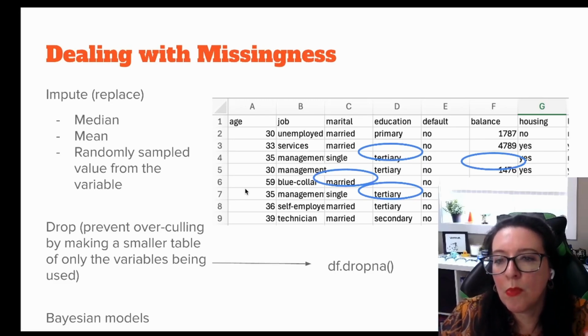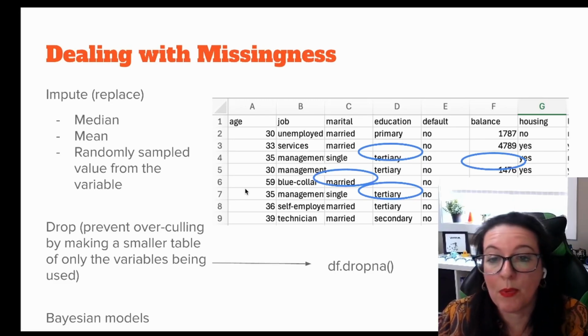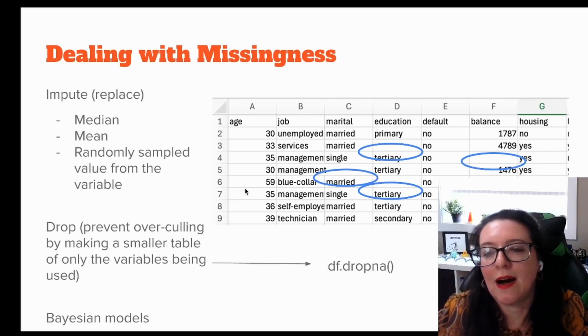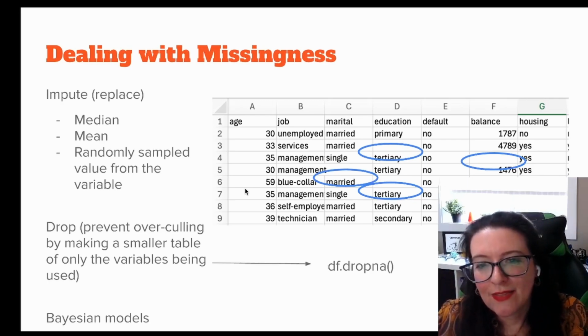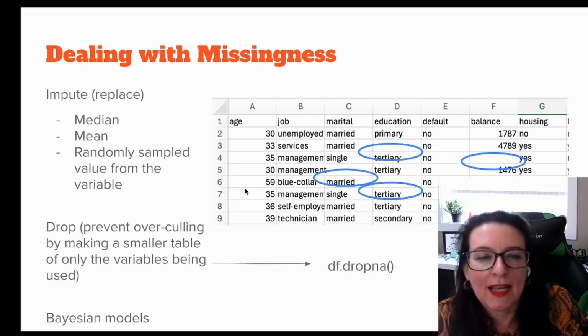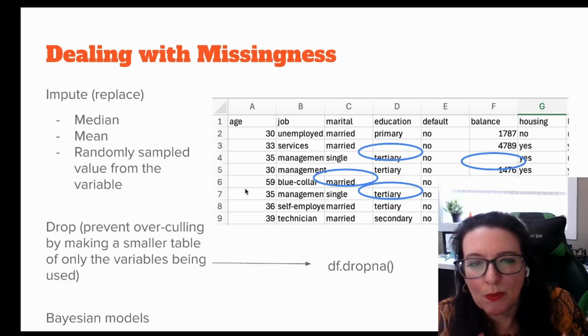There are even other, more complicated methods for dealing with missingness. For example, there are Bayesian models that can model the missingness and create a statistical model of the likelihood of missingness. This helps address the issue with imputation, where we're just putting in a random number or the average, by actually creating more informed values to replace the missing ones.